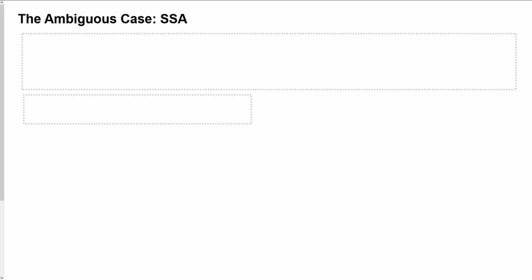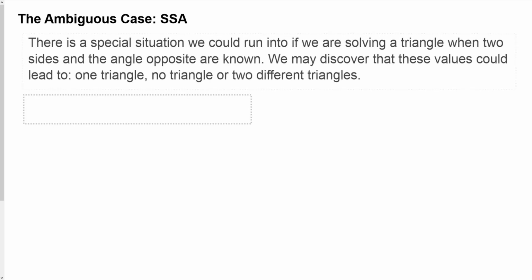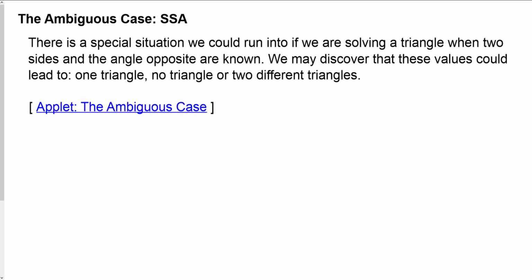And that's always what I recommend in this case. Just start solving as if there's only going to be one triangle. And it'll show up very readily if no triangles exist. And then just try and prove if you have one or two angles, and one or two triangles. And it's really not that bad once you get started in it. So this is a special situation we could run into when solving a triangle when two sides and the angle opposite are known. We may discover that these values could lead to one triangle, no triangle, or two different triangles. So let me show you with an applet what that might look like.